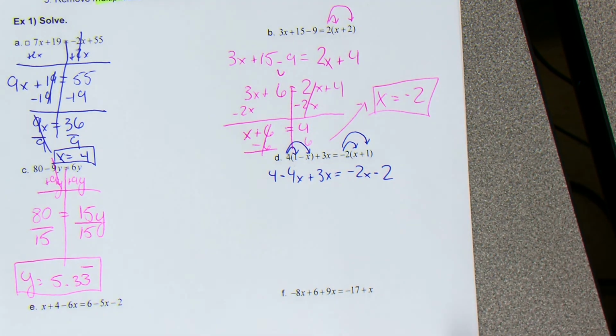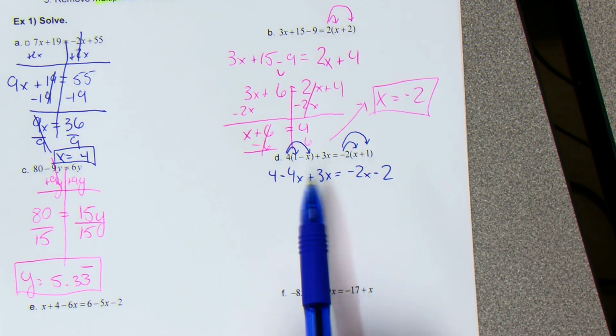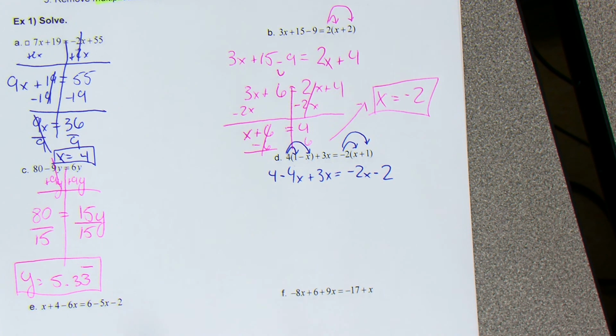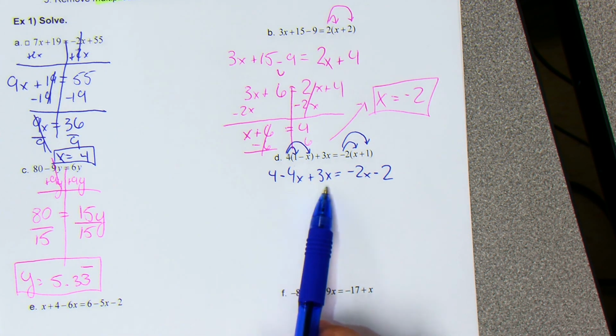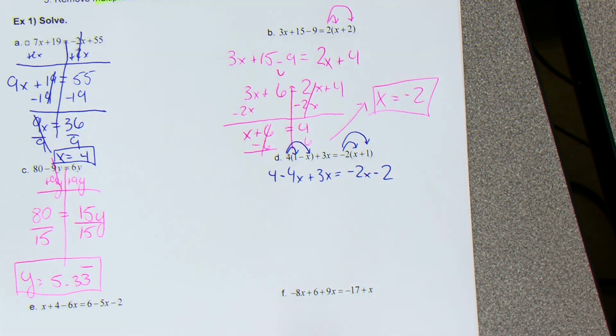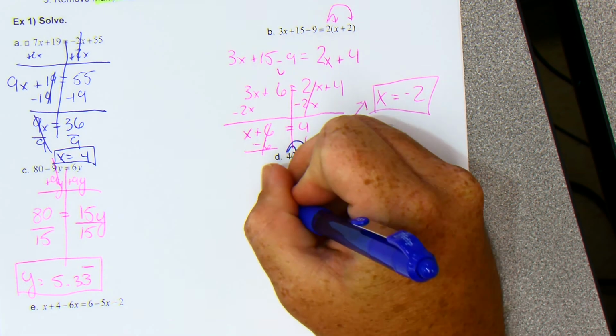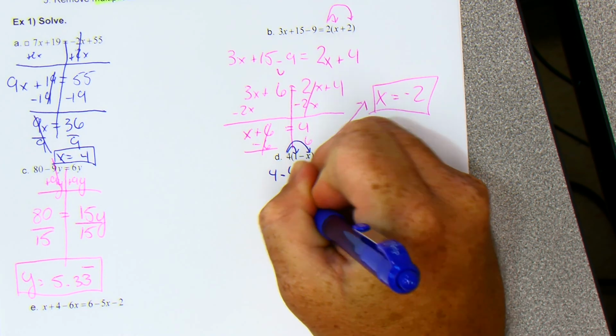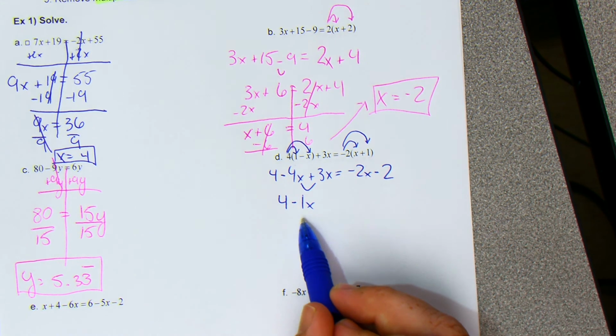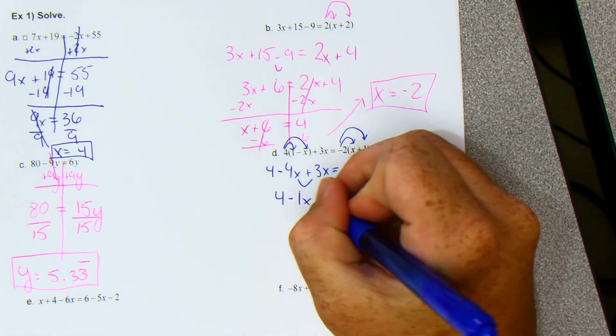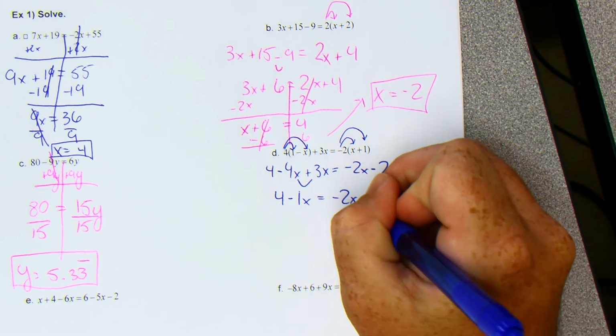Okay, so after I did all my distributive property, I have 4 minus 4x plus 3x equals negative 2x minus 2. Now I want to same side simplify. And as you can see, I have a negative 4x and a 3x on the same side. And since those both have x's, I can combine them right now because they're on the same side of the equal sign. So all I do is negative 4x plus 3x. Negative 4 plus 3 would give me negative 1. So I have 4 minus 1x, right? Negative 4x plus 3x got me minus 1x equals negative 2x minus 2.